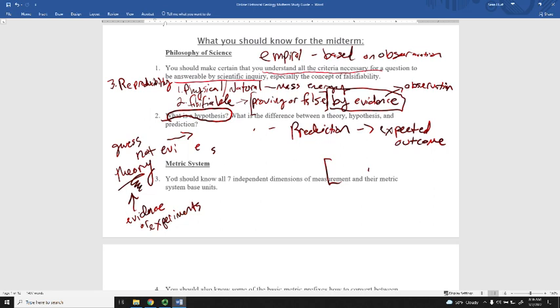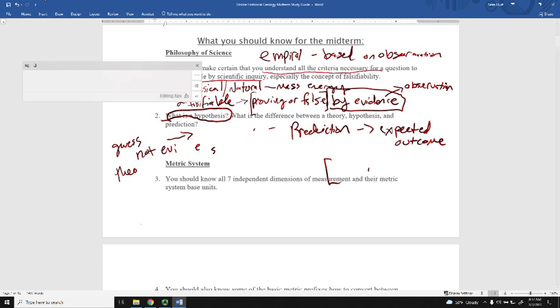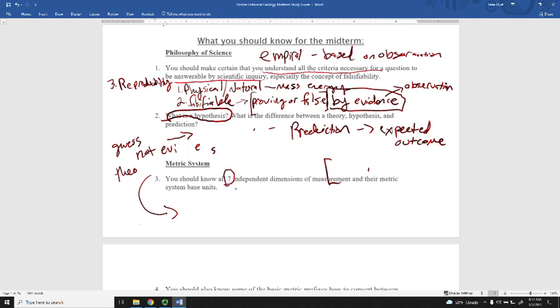Okay. Now, moving on to the metric system. So I think those are the only real questions I ask about the philosophy of science. Okay. So I think if you know the answer to those two things, you should be good. Another thing that we talk a lot about is the metric system. So I don't think you need to know all 7 independent dimensions of measurement and their metric system bases, but you should definitely know the ones for mass, time, distance, and temperature. Okay, those things are subjects that we talk about in this class.